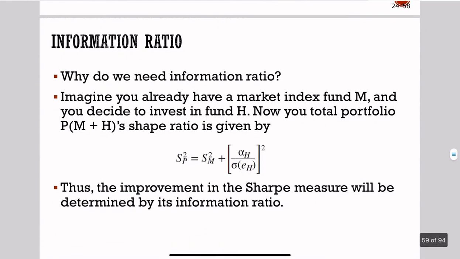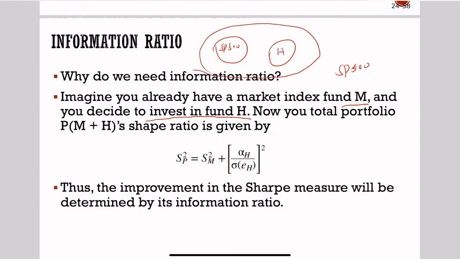Now, why do we care about information ratio? Well, the reason is that information ratio tells you the incremental improvement of your Sharpe ratio if you have additional investment. So let's see how this works. Let's say you have a market index fund M. For example, you have invested in the S&P 500, and then you decide to add another fund, H. Originally you have the S&P 500, and now, adding fund H, you will have a larger portfolio. Let's call this portfolio P.